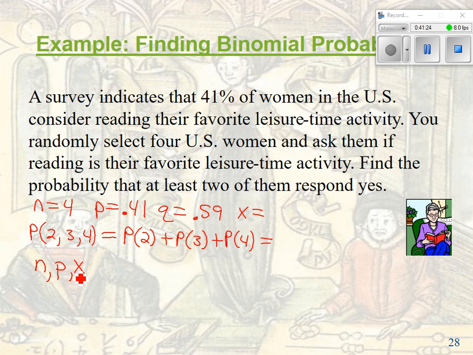Then our X is going to change. We have to do this 3 separate times. Our X the first time is going to be 2. So punch in 2 and then close the parenthesis. Hit equals. What's it say? 0.351. So that's the probability that you got 2 women that said reading is their favorite leisure pastime.